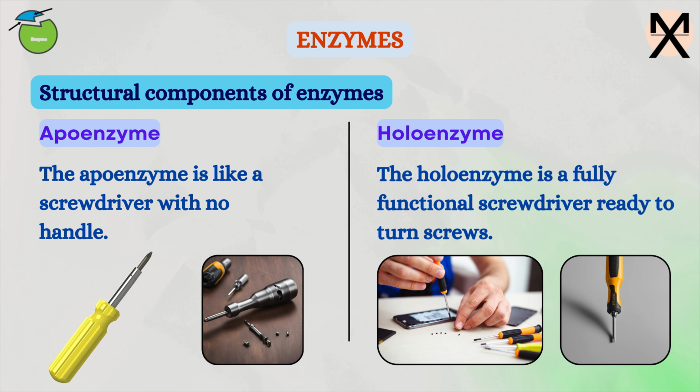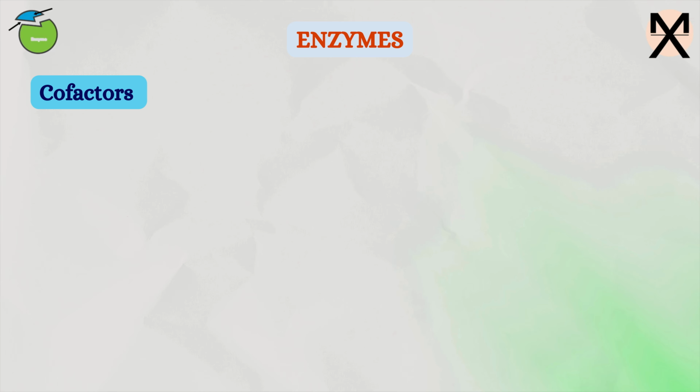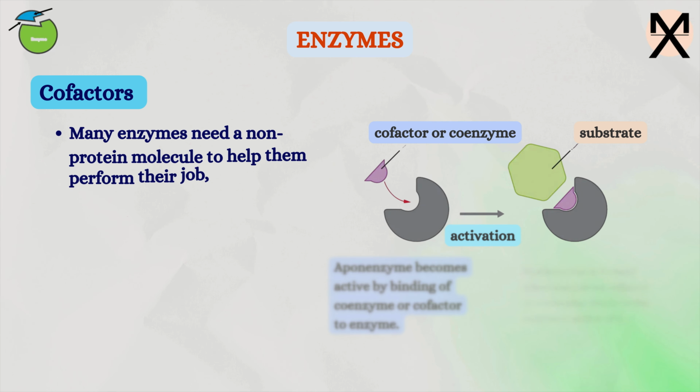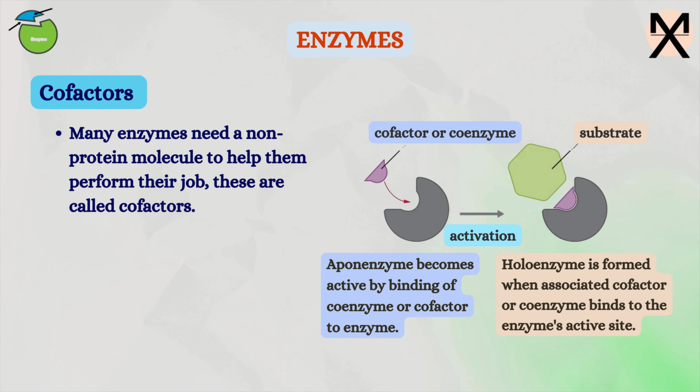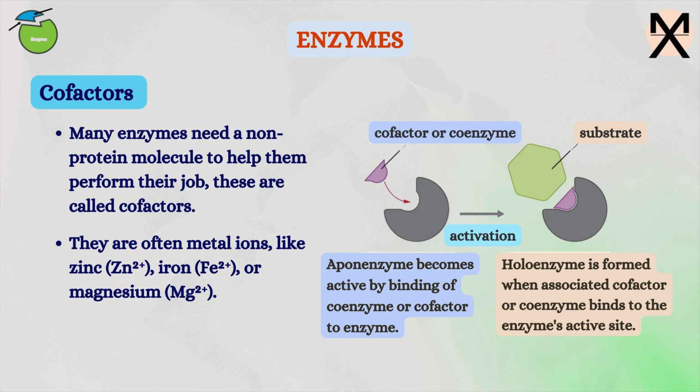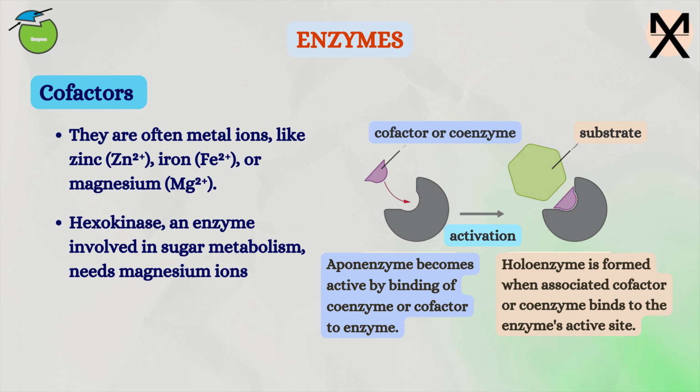turn screws. Next, cofactors. Many enzymes need a non-protein molecule to help them perform their job. These are called cofactors. So basically, a cofactor is a non-protein component of an enzyme. It can be metal ions like zinc, iron, magnesium. For example, hexokinase, an enzyme involved in sugar metabolism, needs magnesium ions. Magnesium ions are the cofactor here, helping hexokinase in sugar metabolism.